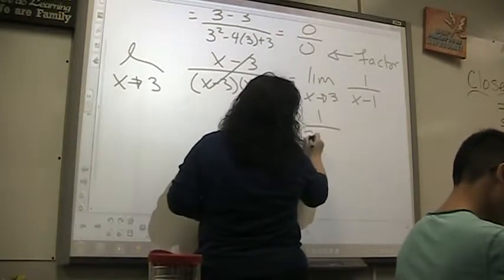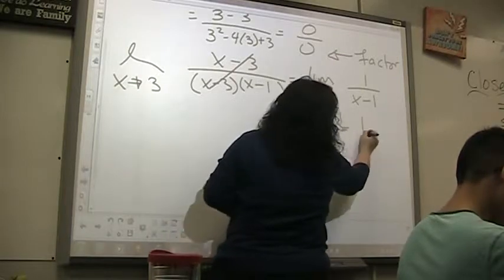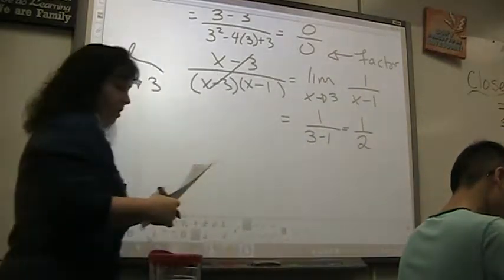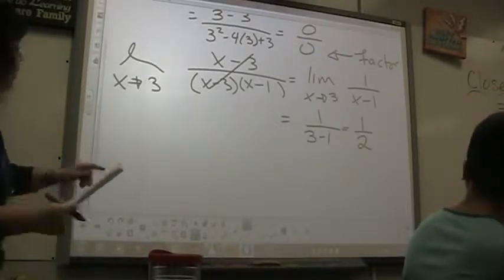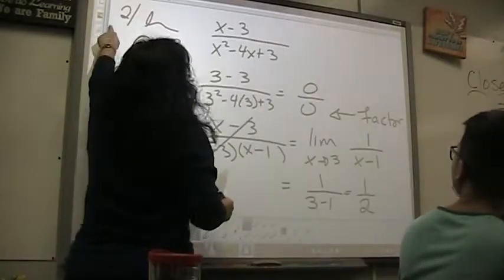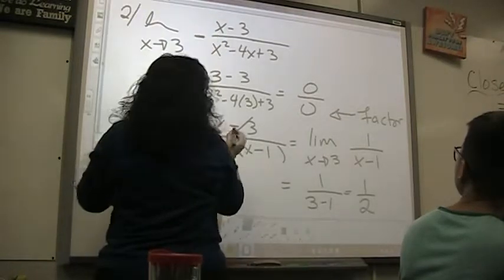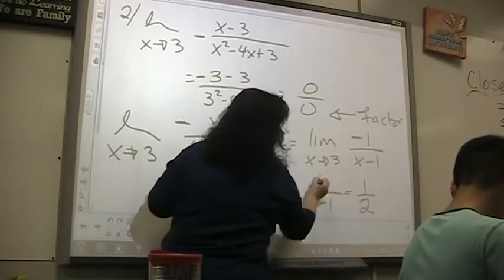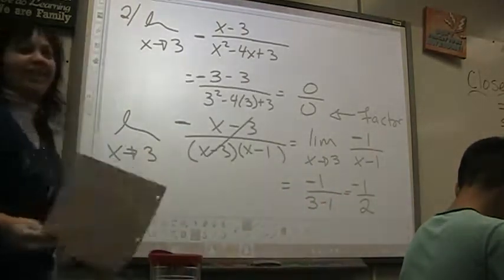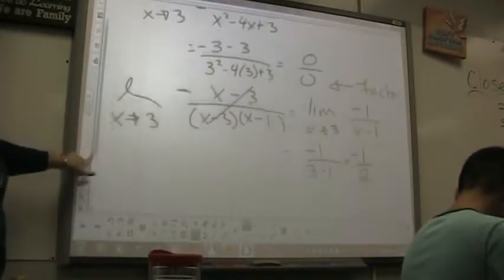So 1 over 3 minus 1. Wait, I dropped a negative. Oh no, because it has a negative on the top. So it's -1/2. Yeah, negatives are evil.